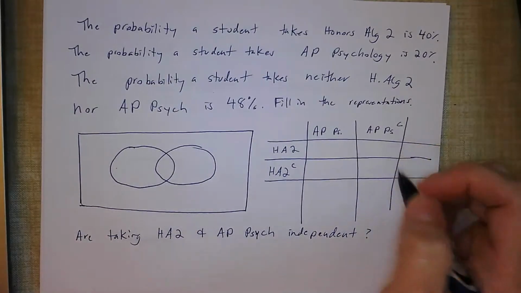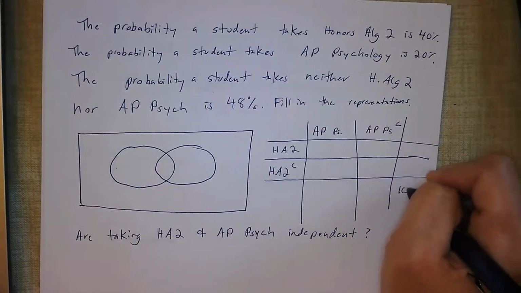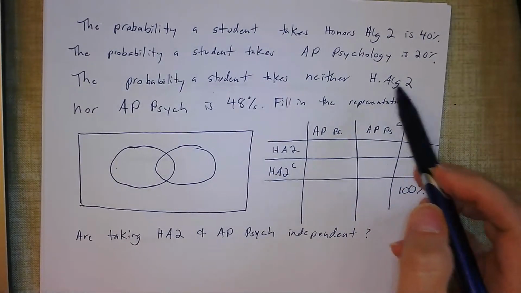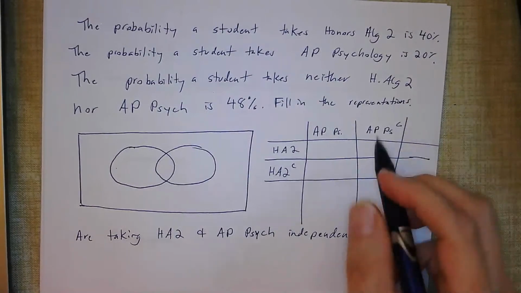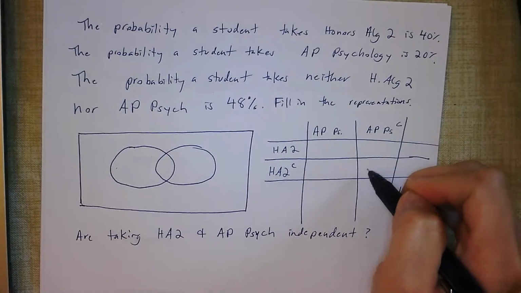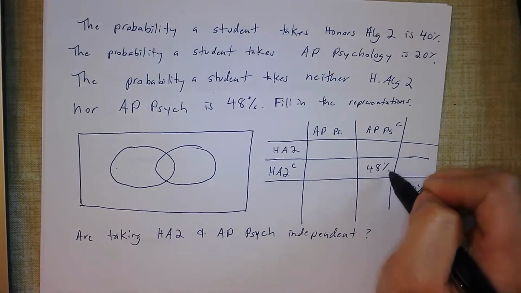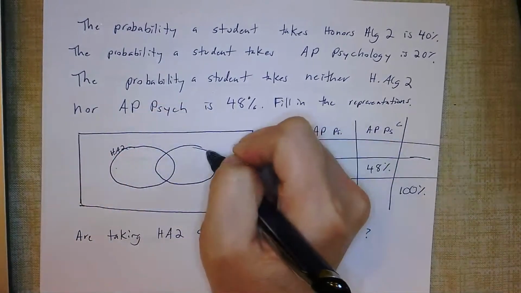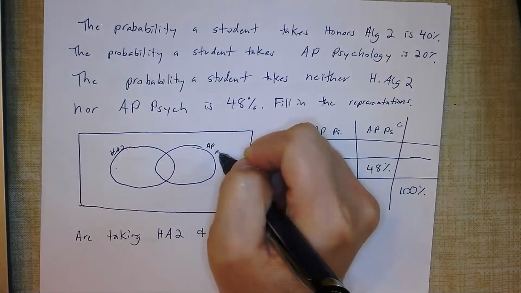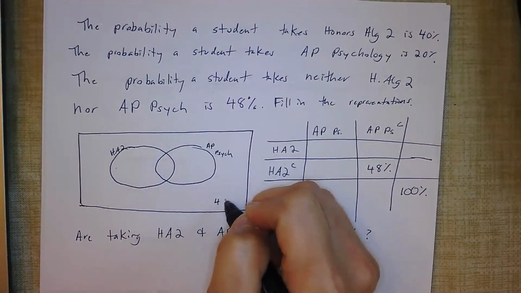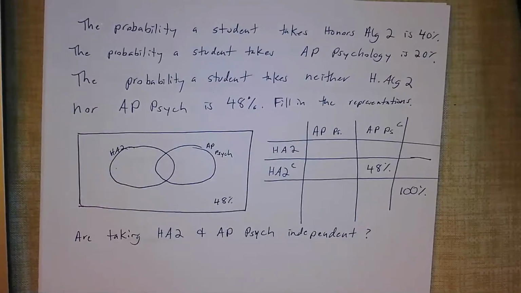So the first thing I'm going to do at the very bottom of my two-way table is put 100%. Now, I know that the probability that the student takes neither class is 48, so I'm going to put over here in the complement of Honors Algebra 2 and the complement of AP Psychology, 48%. I'm going to call this Honors Algebra 2. I'm going to call this AP Psych, and over here I'm also going to put 48%.